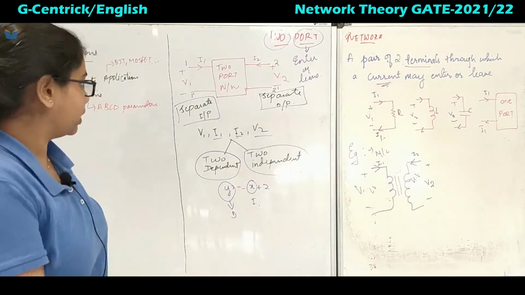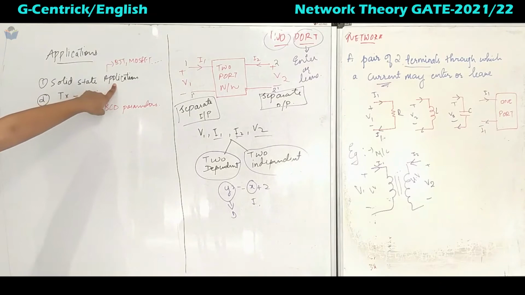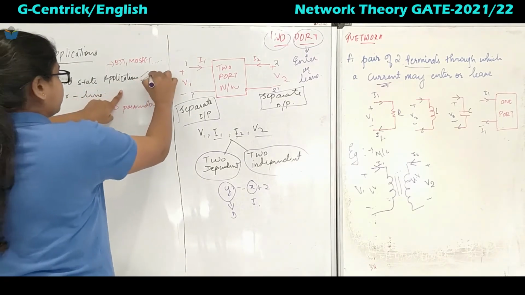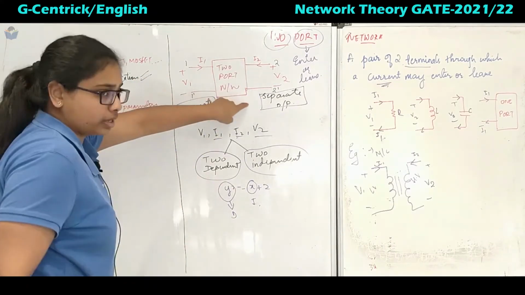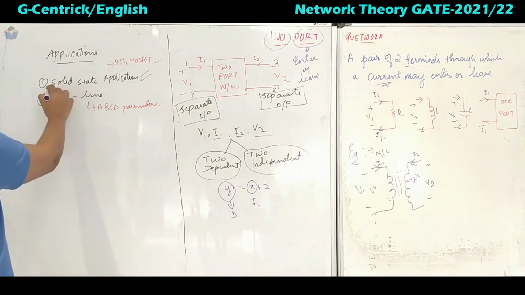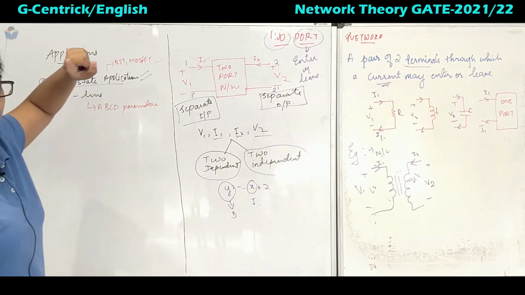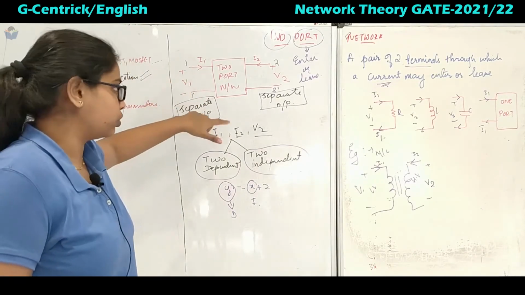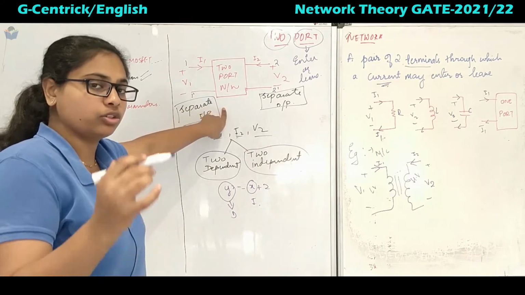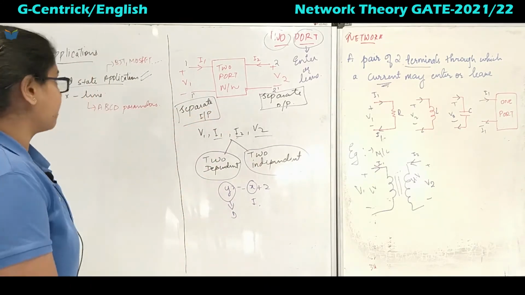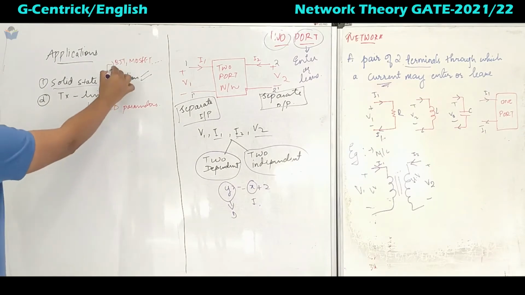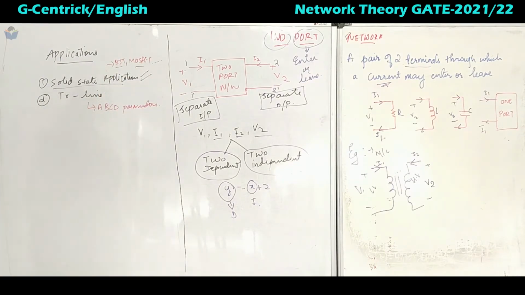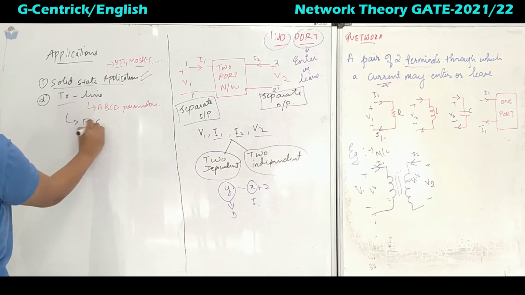Now coming to its application, we have solid state applications. That is why in a two-port network we always have dependent sources. While studying dependent and independent sources, we saw that dependent sources are used only in solid state applications, like BJT and MOSFET, and some other semiconductor devices also. The second application is in transmission lines, which we will study in power systems.